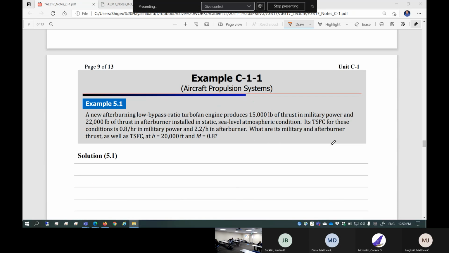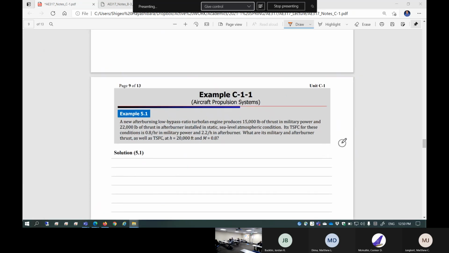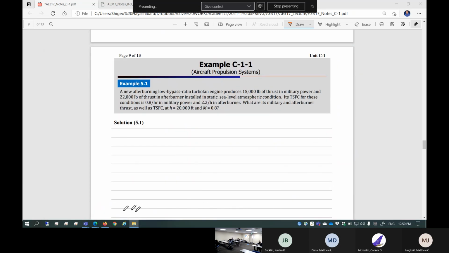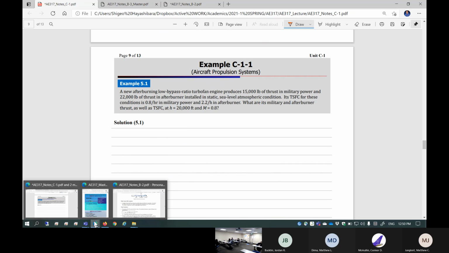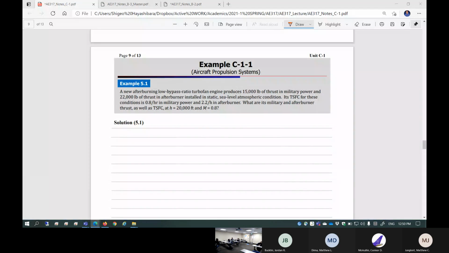All right, let's just take a look at example C11, okay? Where is it? Okay, let's just take a look at example C11. All right.